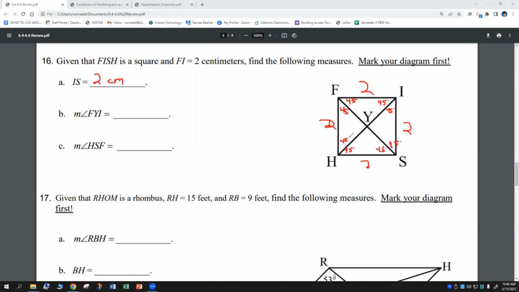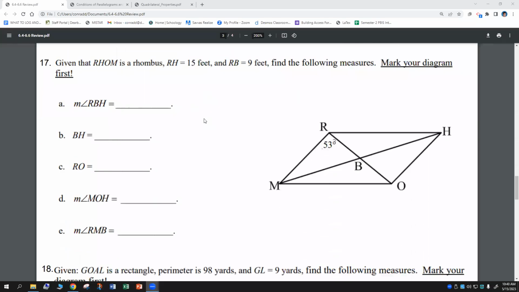And then in the middle, since it's a rhombus, diagonals are perpendicular, right? A square is a rectangle and a rhombus. So those are all 90. So the measure of angle FYI is going to be 90 degrees. The measure of angle HSF is going to be 45 degrees. That's a square, which is a rectangle and a rhombus. Number 17 here is just a rhombus.